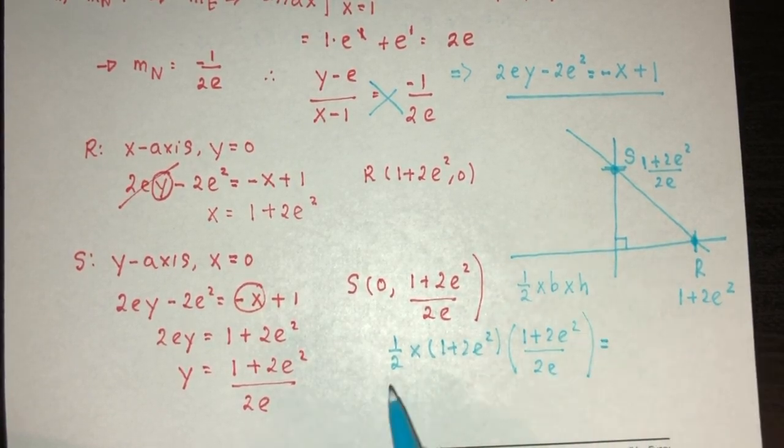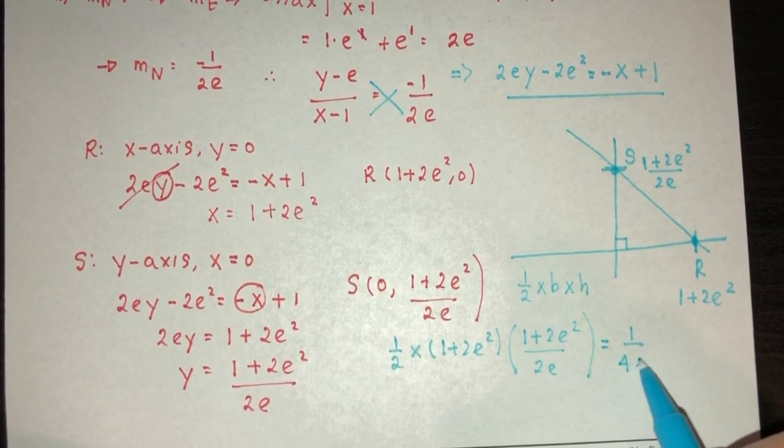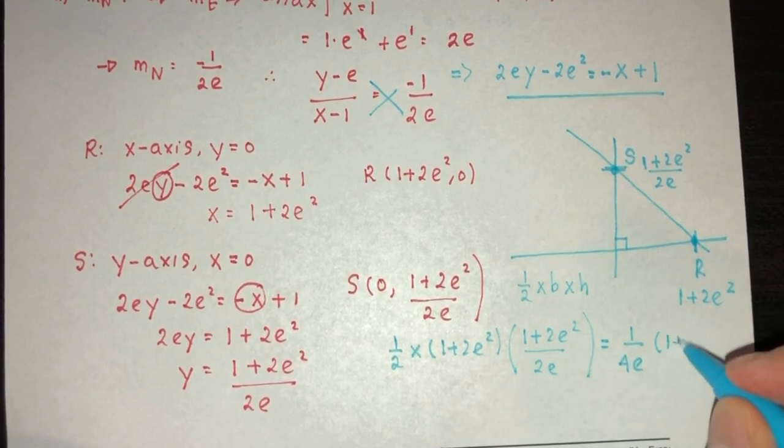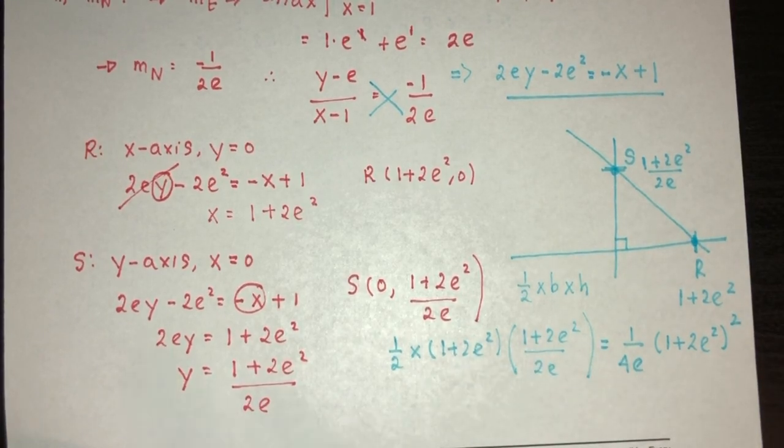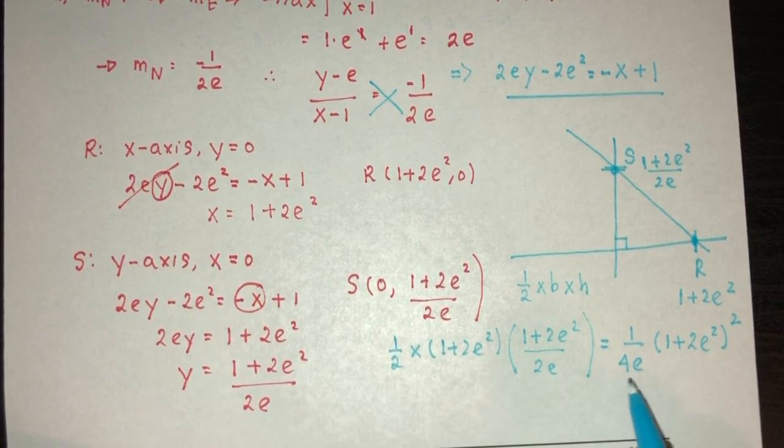Now you can simplify, that will give you 1 over 4e times (1 plus 2e squared) squared. So this can be your answer in terms of e for part B.